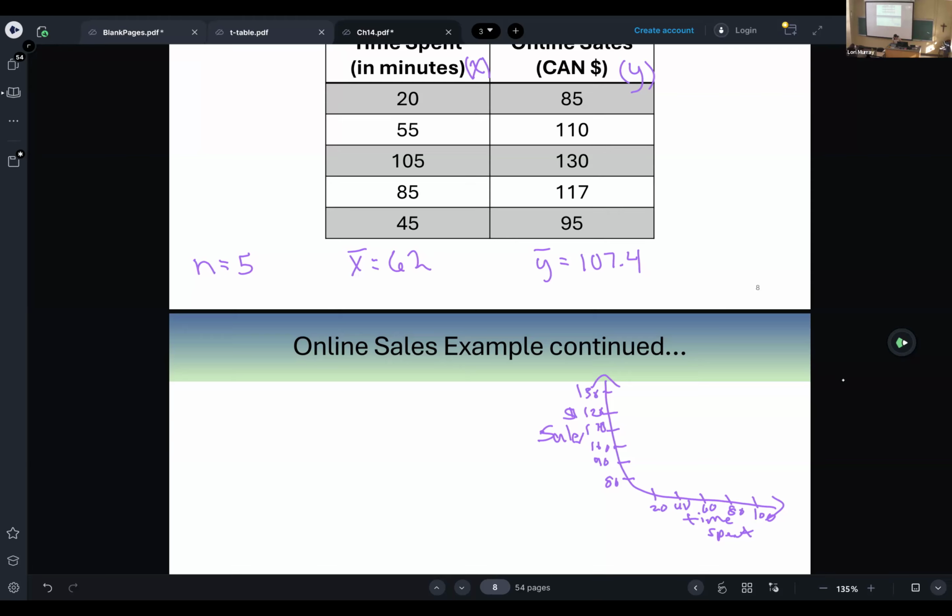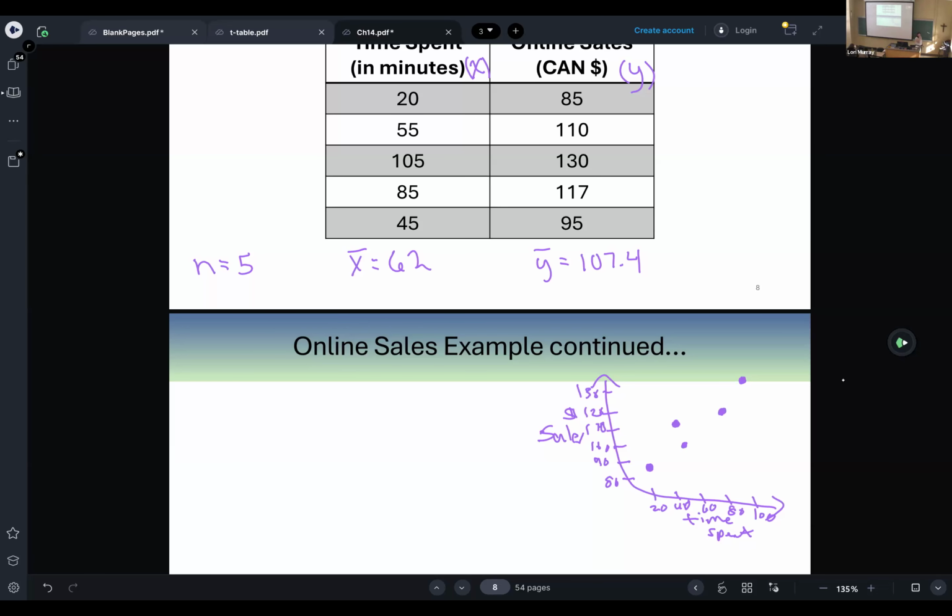This is going to be 20 and 85, about here. 55, that's going to be about here. Maybe here with 110. Okay, it's just a sketch, not going to be perfect. The next one's 105 with 130, that's going to be way up here. And then 85 with 117, maybe here. And then 45 and 95 would be about here, something like that.